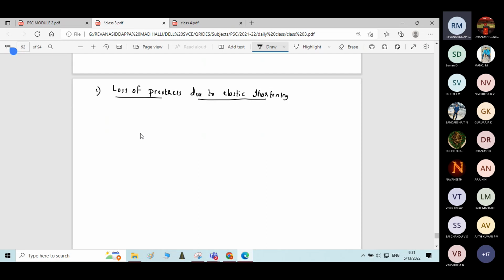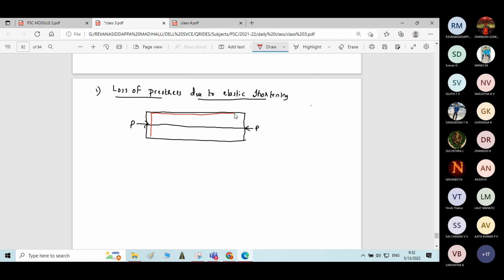Now, in the case of a pre-tension member, assume that this is the tendon, which is carrying a pre-stressing force of P. When the pre-stresses are suddenly transferred to the concrete, there will be shortening of the length of the concrete member.